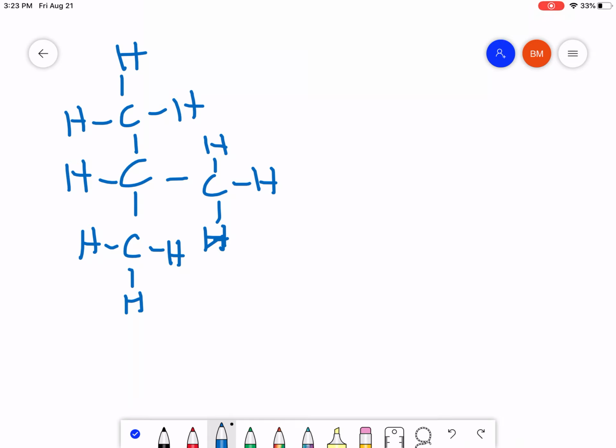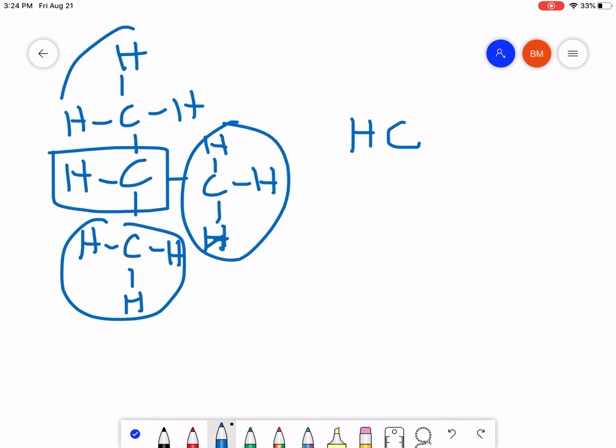Again, there's a couple of different ways you could draw this. You could draw it like this. We kind of have a centralized carbon here, right, that a bunch of other stuff is attached to. Now, we could say something like this, HC. All right, and then we have 3 different CH3 groups that are bonded to this.